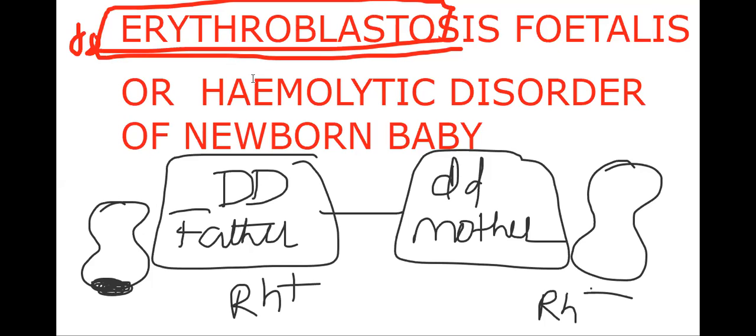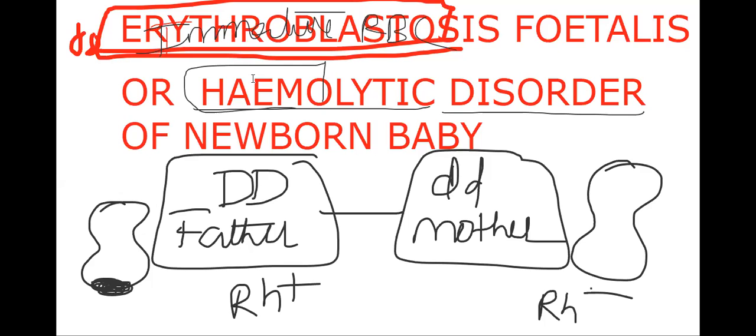Erythroblast. That means you need to understand they are immature RBC. They are immature RBC produced in the baby. Finally, it leads to death, no doubt. Next, one more word I gave: hemolytic disorder. Hemo means RBC, lysis means destruction. Of whom? Newborn baby. Hemolytic disorder of newborn baby.